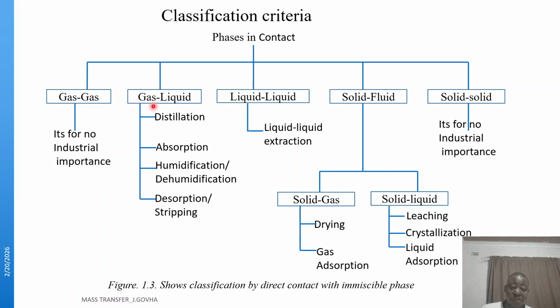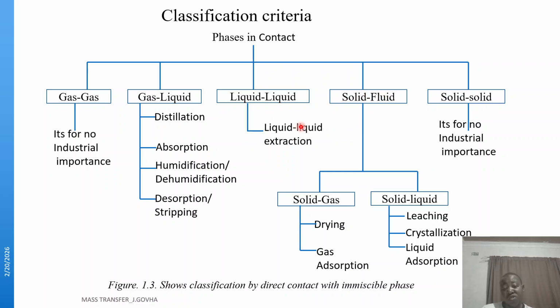So if we come back to our gas liquid, the most important operations there are your distillation, your absorption, humidification, dehumidification. We look at the desorption and stripping. Then the second one is our liquid. So liquid extraction, where we are contacting two immiscible liquids and making sure that extraction is done. This is enabled due to differences in solubilities.